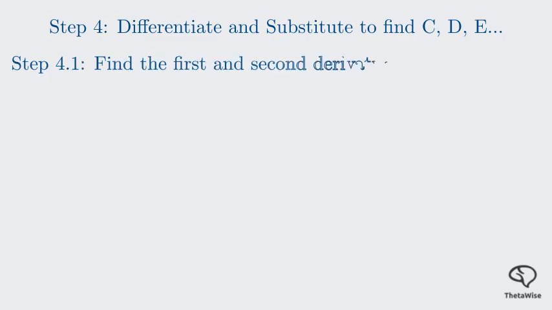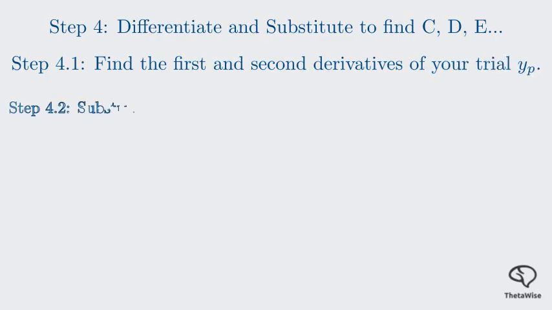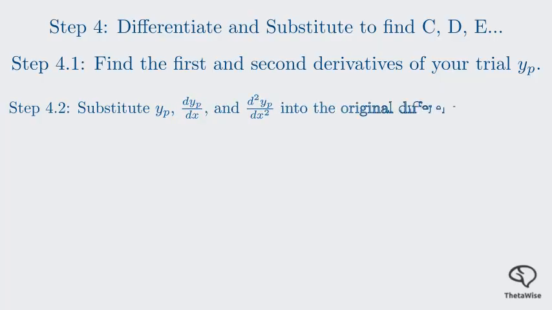The process is straightforward. First, take your assumed particular integral y_p and differentiate it twice to find its first and second derivatives. Next, you will substitute this trial solution along with its derivatives back into the original non-homogeneous differential equation. Remember to use the full equation, including the f(x) on the right. This substitution will result in an equation that must be true for all values of x. To make it true, we use the method of equating coefficients.